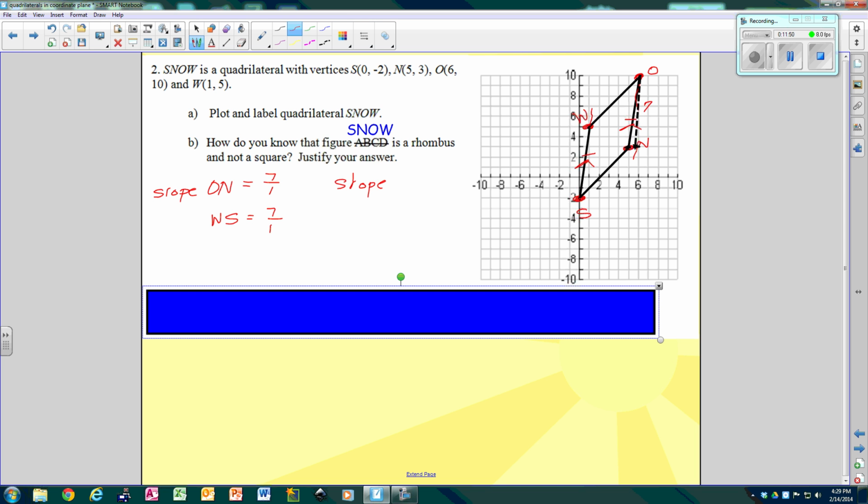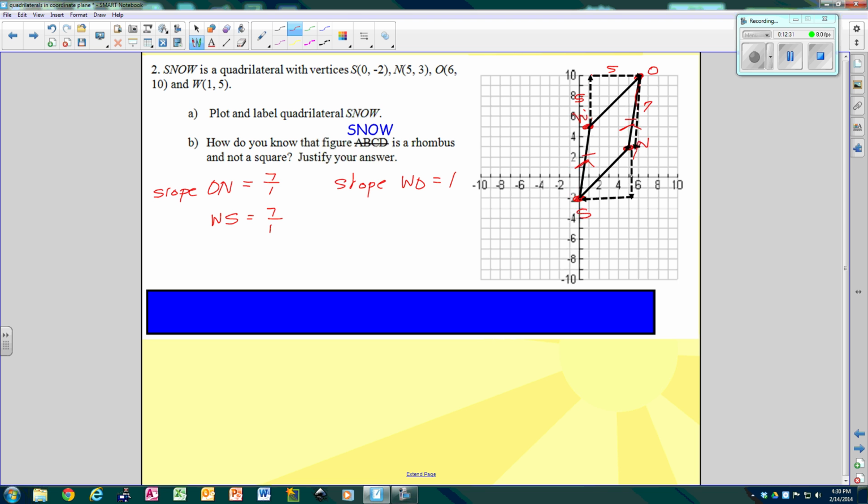So we're going to go 1, 2, 3, 4, 5. Up 5 over how many? And then we'll do the same thing down here. We'll go down so many, and then this way so many. Okay. So we went 1, 2, 3, 4, 5. Rise 5. 1, 2, 3, 4, 5. 5 over 5 is 1. So the slope of WO is 1.